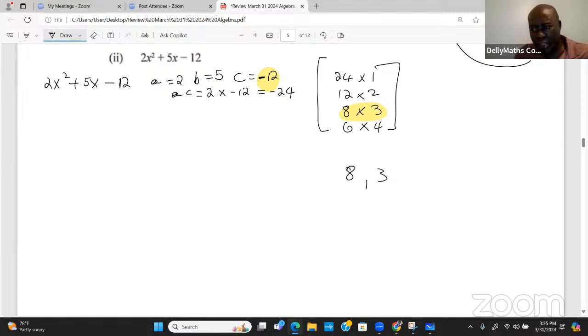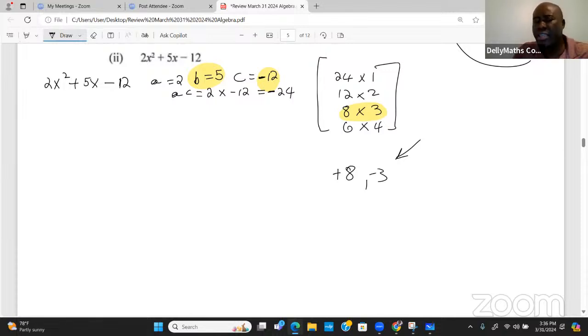These two numbers should be able to work the trick, but we have to remember where to put our signs. Remember, if AC is negative, one of these numbers will be negative and one will be positive. Let us focus on our B value. The B value is a positive 5. So normally, if we want to know what to do when one will be negative and one will be positive, let the bigger number take any sign B has. Let the bigger one take any sign B has. B is positive, so that means 8 is going to be positive. The 3 will be negative.